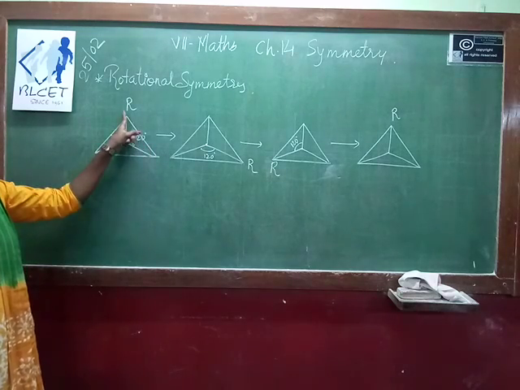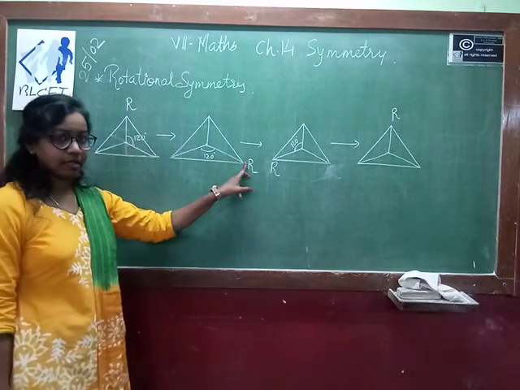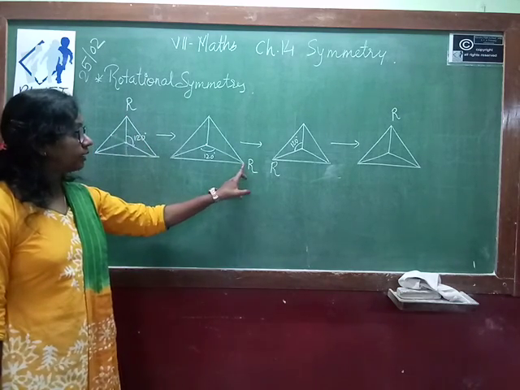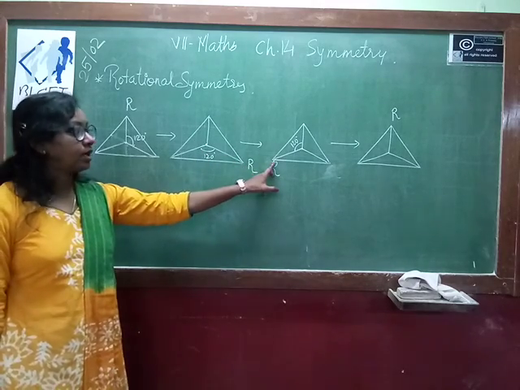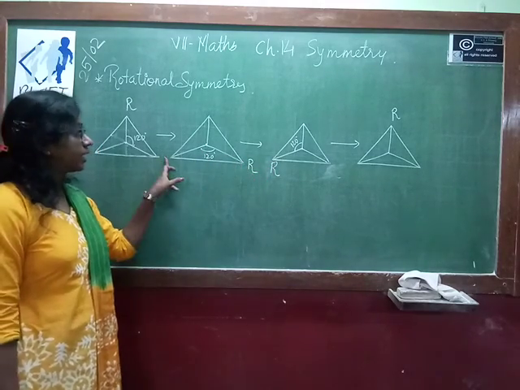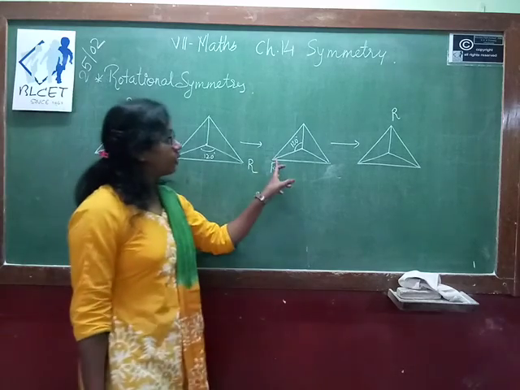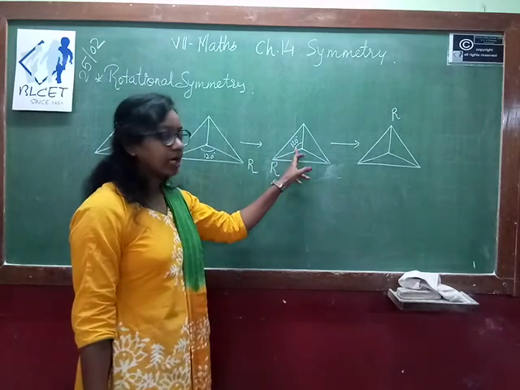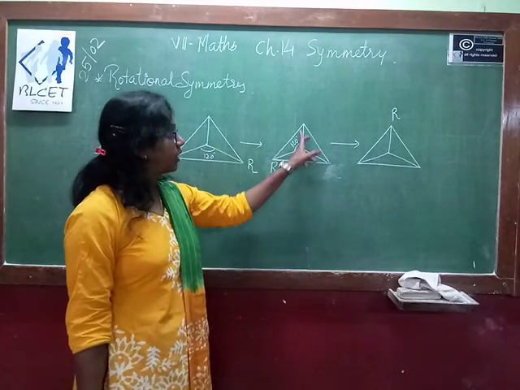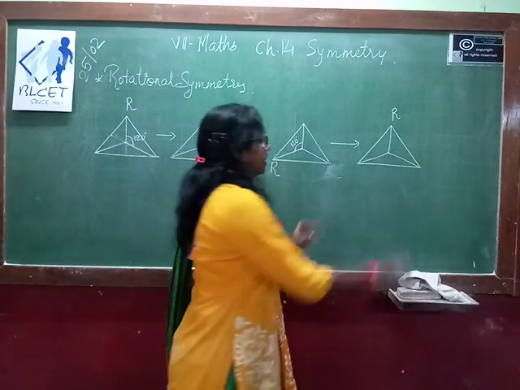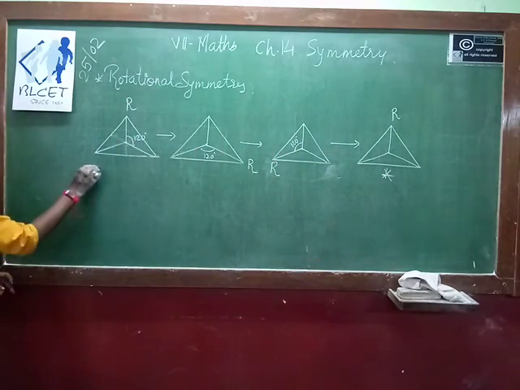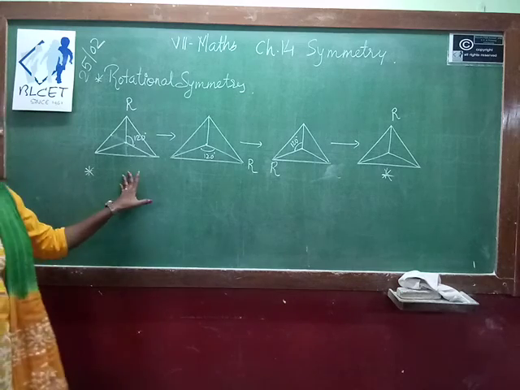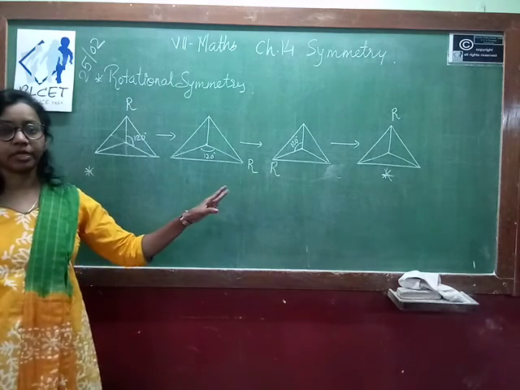Then the position of R is here. Again we rotate this by 120 degrees. So the position of R is here now, shifted from here to here. Again we rotate by 120 degrees. So the position of R is here. So after 3 rotations of 120 degrees each, we are getting the same position of the object.